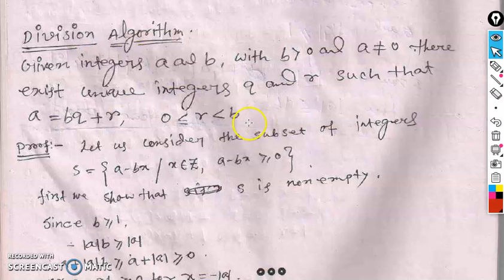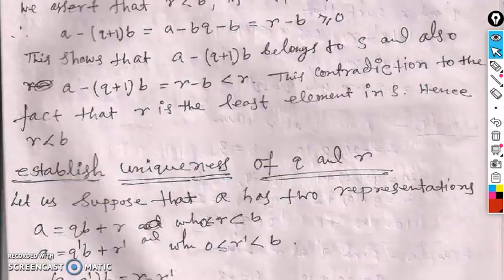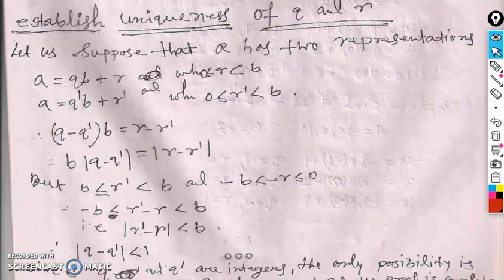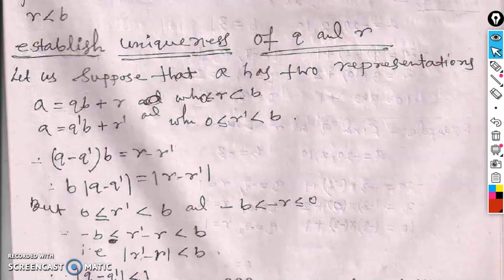In the previous lecture we proved the result that r, which is known as the remainder, should lie between 0 and b. B is the divisor. Okay, so we move to the next part of the theorem, the establishment of uniqueness of q and r. That means when we use the division algorithm, when we divide a by b, the quotient and the remainder should not be different for a particular case. That should be unique.